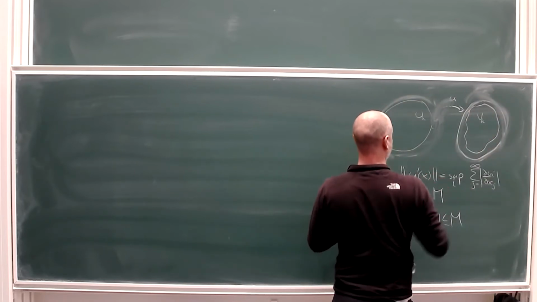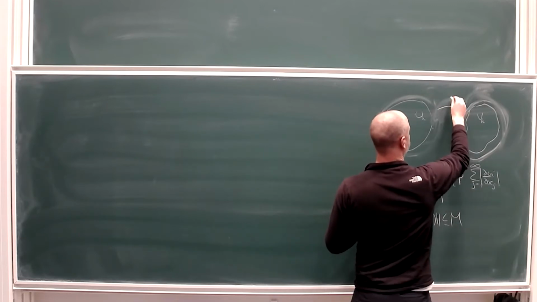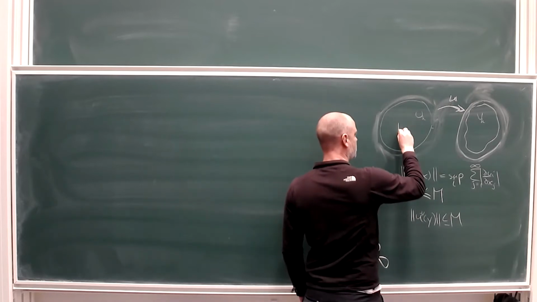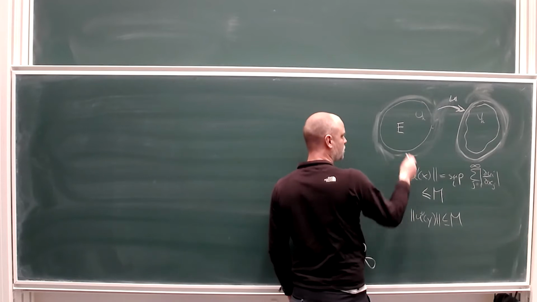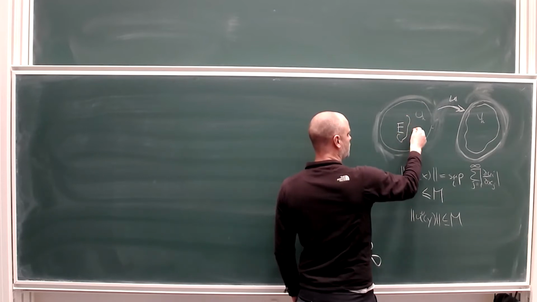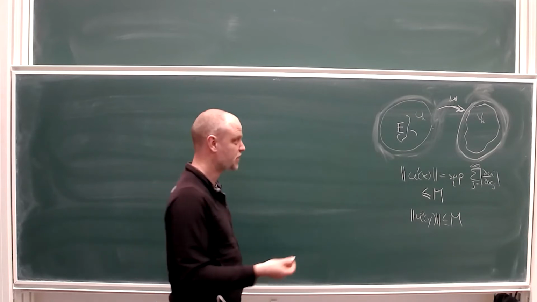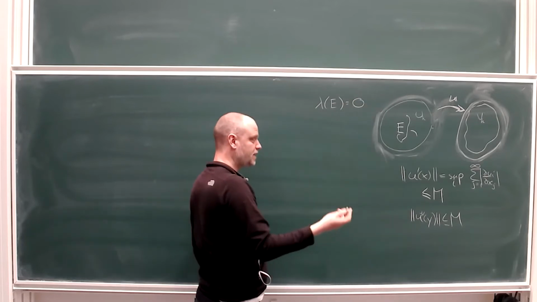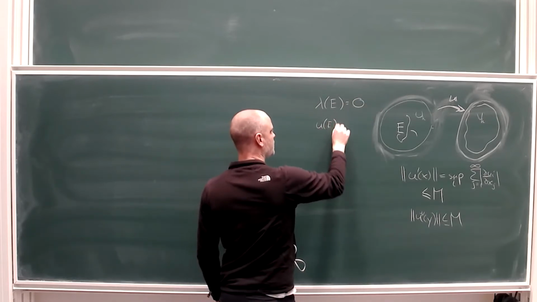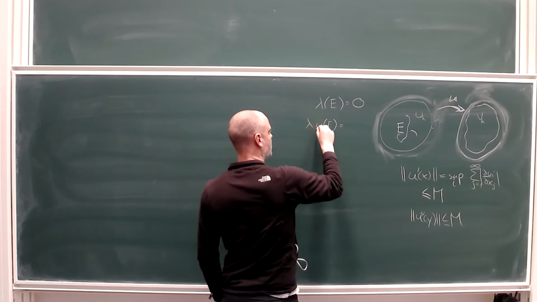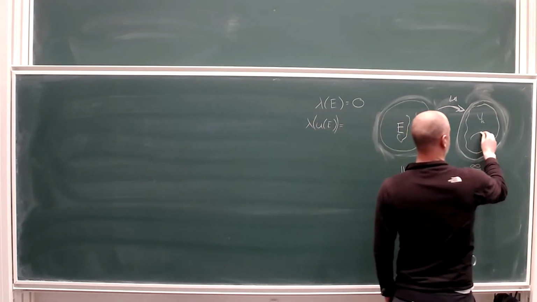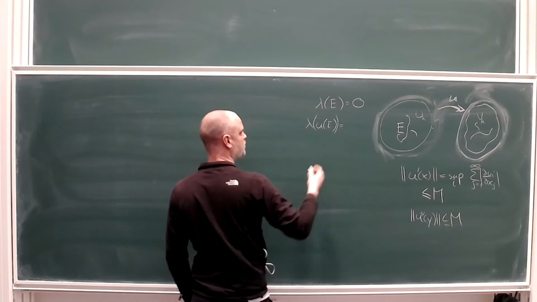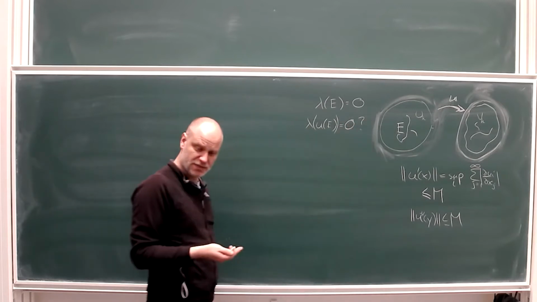So now here is where we want to prove our theorem. And what can we do then? Well, for example, what can we do with this knowledge? Let's say you have some set E here, which is of measure 0. Is it then true that U of E has Lebesgue measure 0? And the answer is yes.